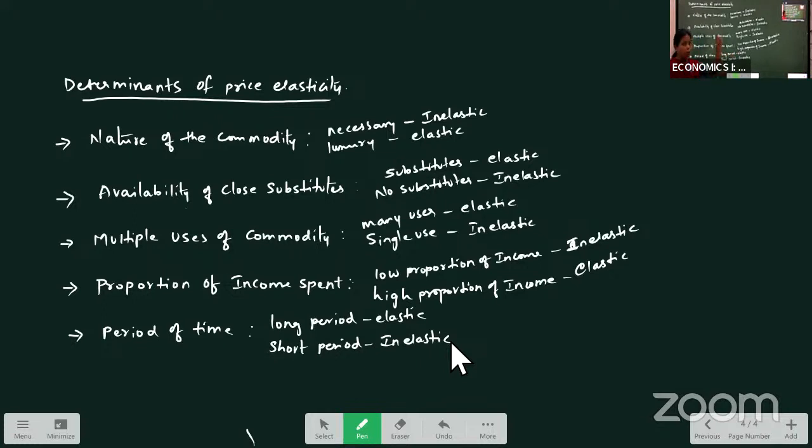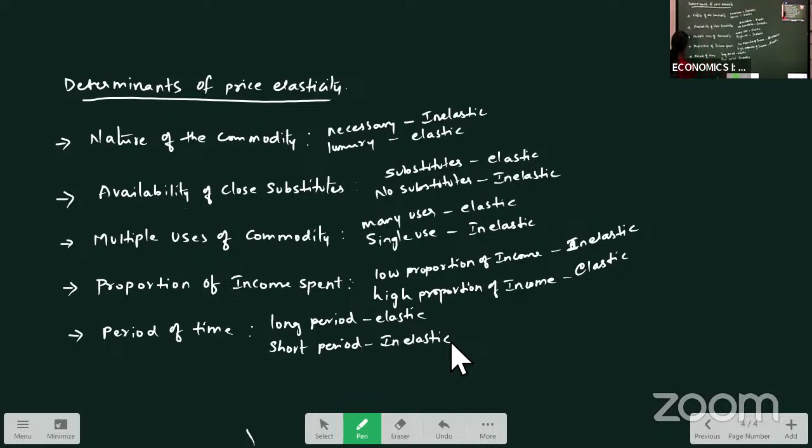But in the long run, we plan that instead of a petrol vehicle, we can substitute it with an electric vehicle. That will take some time. So in the long run, we have the time to substitute the increased-price product with a cheaper product. But in a short period, we do not have the time to replace it. So that's why in the short period, demand will be inelastic. Okay.